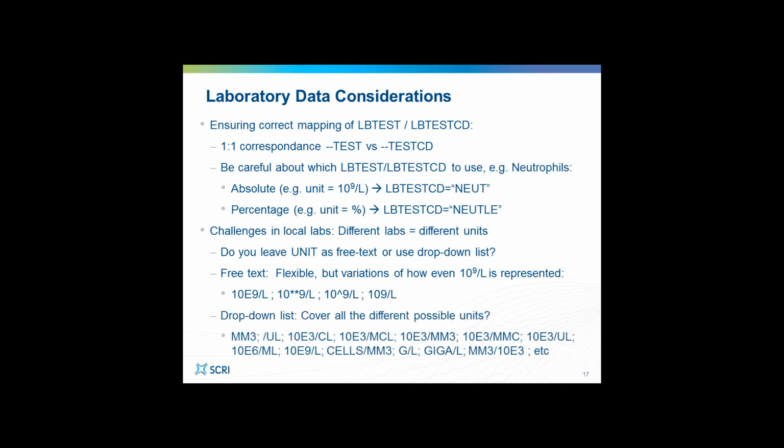The other possibility is to use a drop-down list. The challenge here is, will it be able to cover all the different possible units, even for one parameter? So here I have an example where it's just one lab parameter only, but there are over 10 different ways of representing units. And the sites that you use may not even know which unit to pick exactly because what they see on the lab report may be slightly different from this one as well.